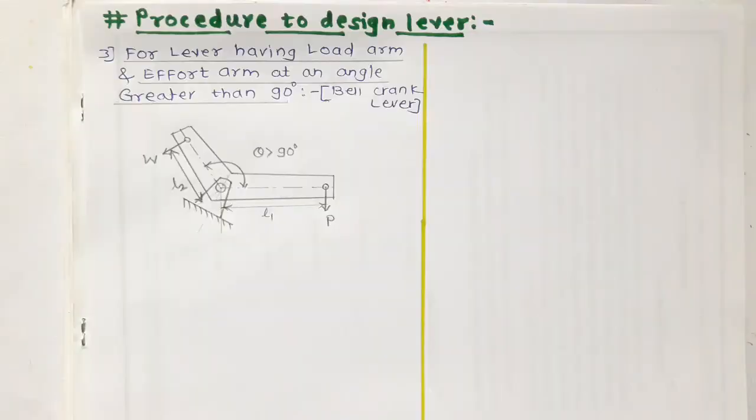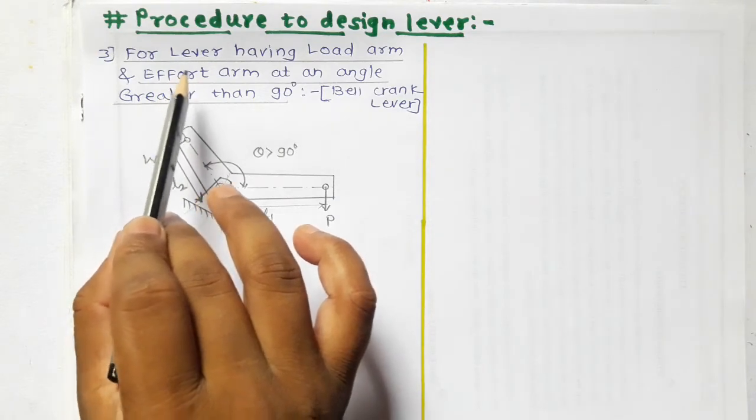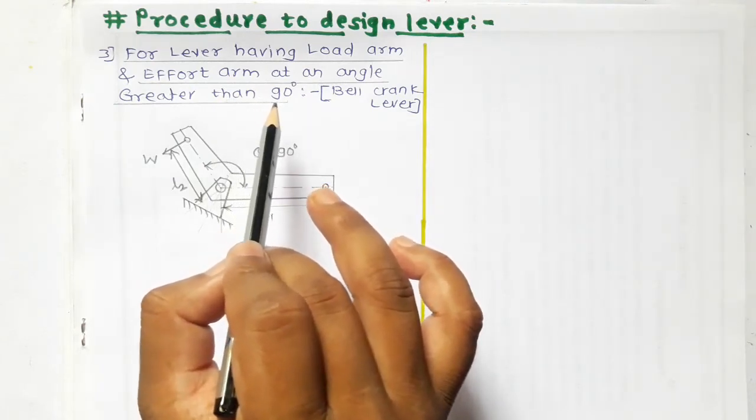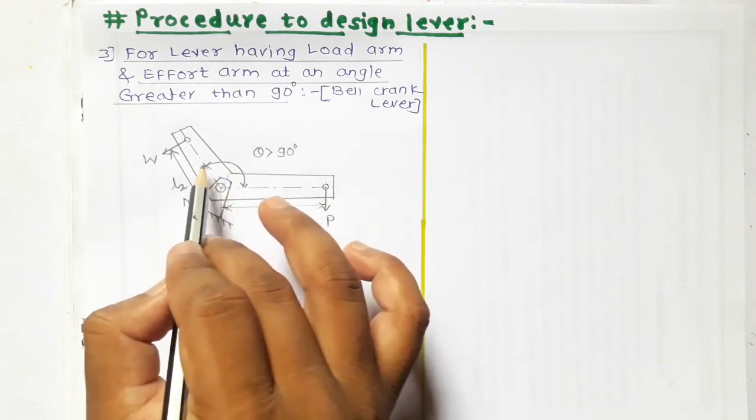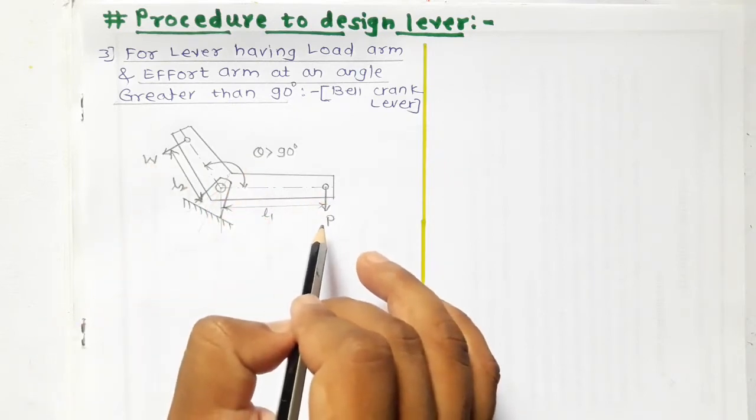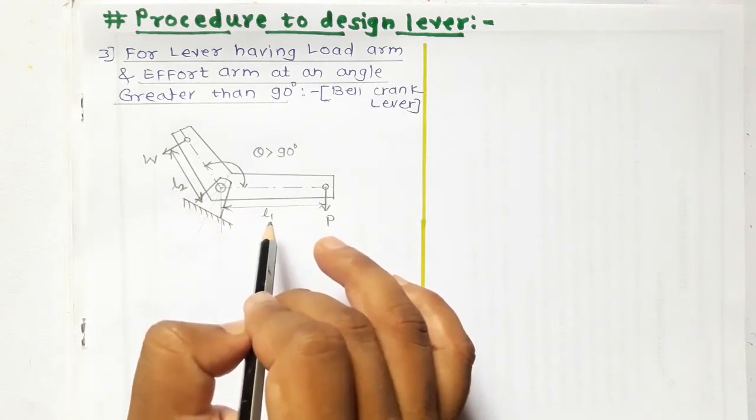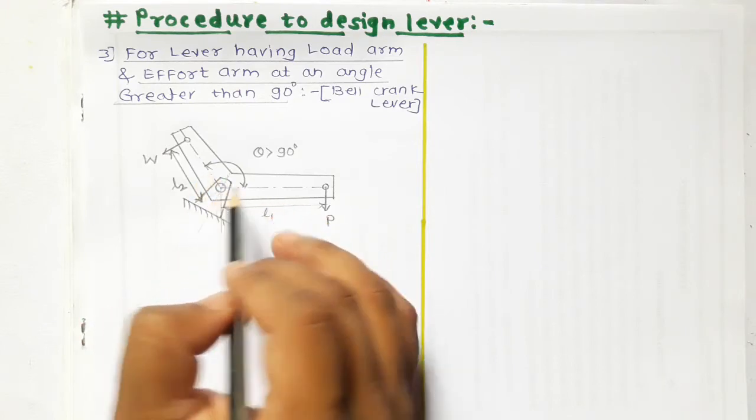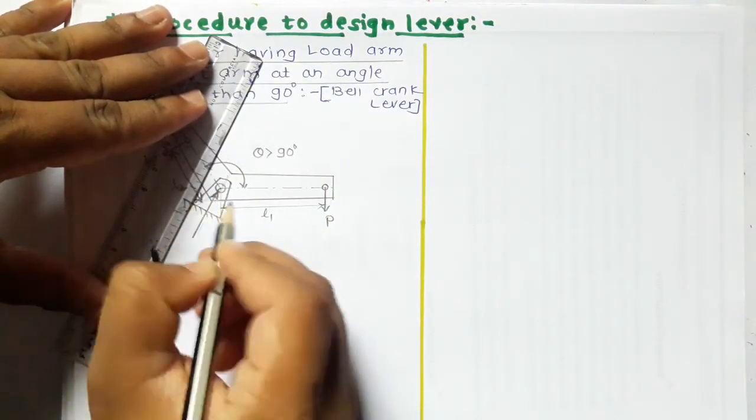Now the third point in this calculation of forces, or force analysis, is for a lever having load arm and effort arm at an angle greater than 90 degrees. This type of lever is called a bell crank lever, with an angle other than 90 degrees. So this angle theta is greater than 90 degrees. This is the load W, this is the effort P to lift this load W, and the load arm is L2, effort arm is L1 as usual, and this is the fulcrum about which this lever will oscillate. Now there will be a reaction at this fulcrum, which is the reaction R, so we have to show it here.